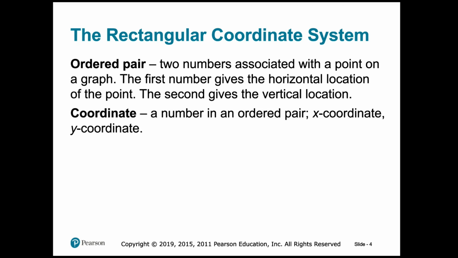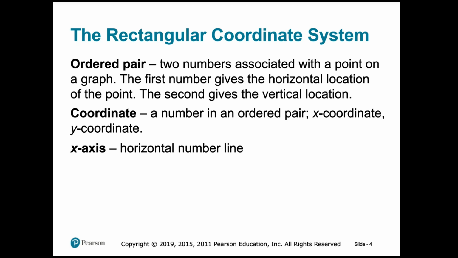The second is a coordinate. A coordinate is a number in an ordered pair. So you can either have an X or a Y. Your X comes first, your Y comes next. Good.